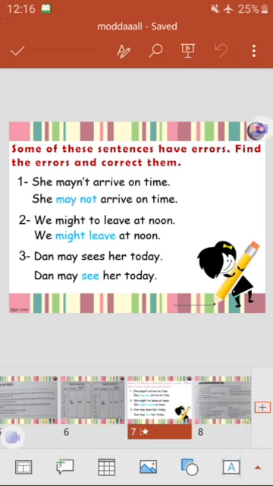Number 2: we might to leave at noon. Where's the mistake here? Of course, it's to, because we said that we don't add to after modal verbs. So it will be: we might leave at noon.